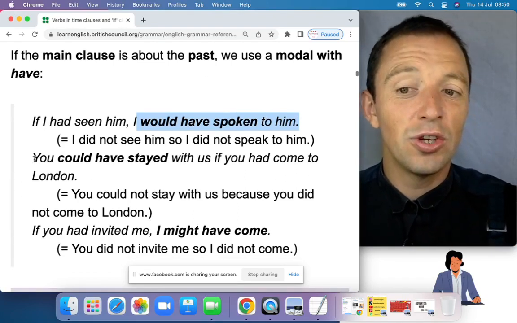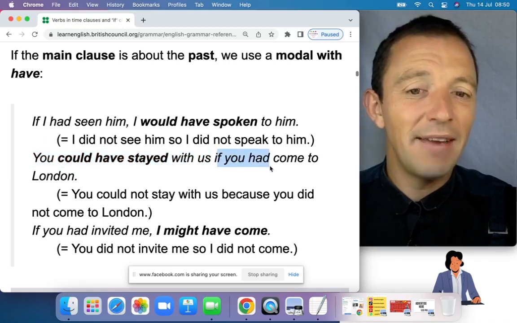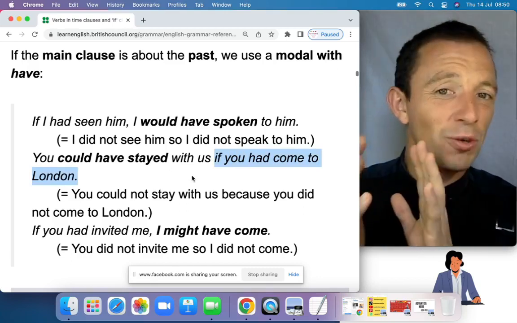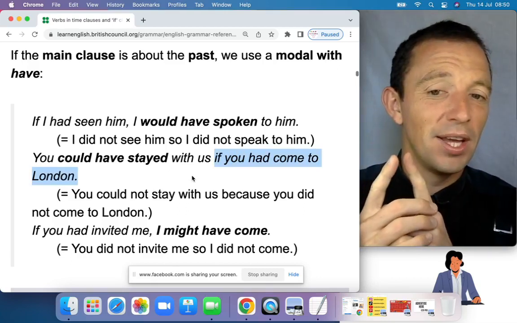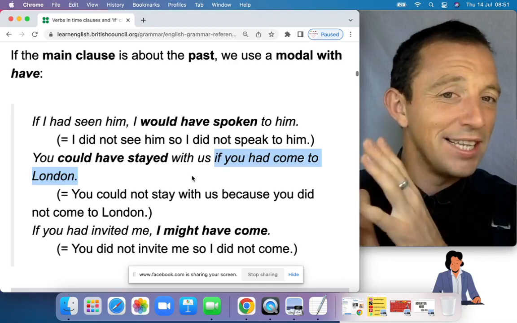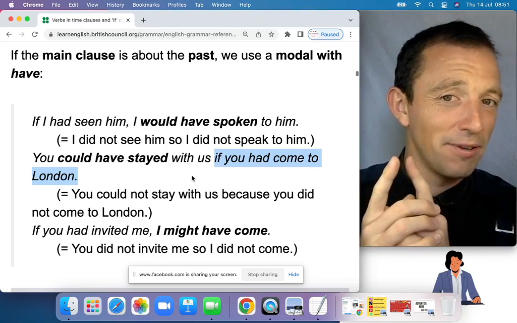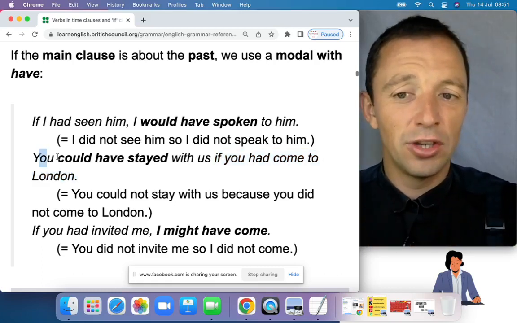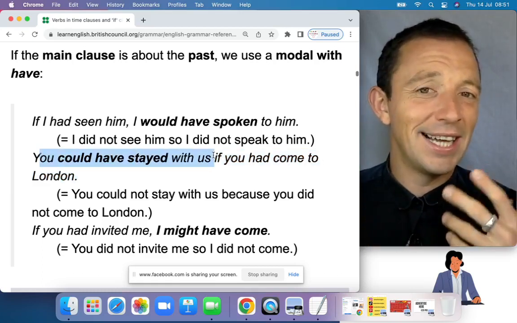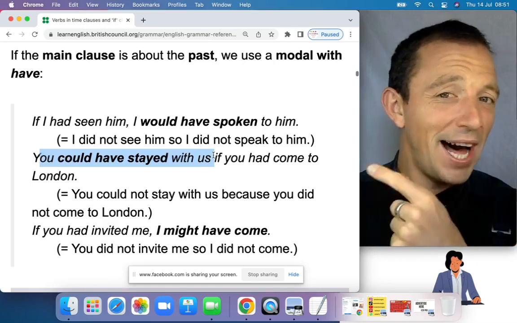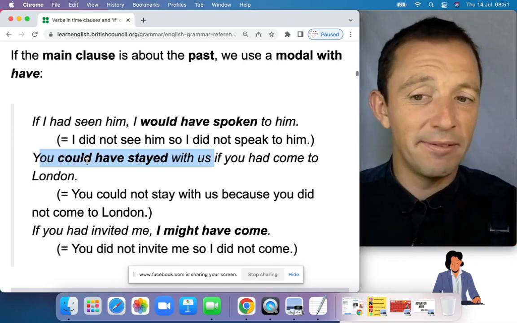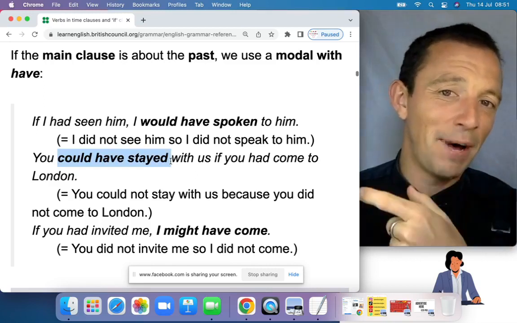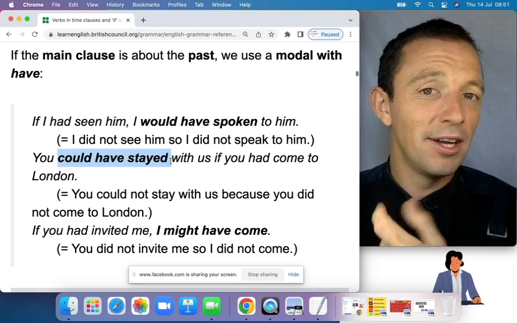Next, you could have stayed with us if you had come to London. So this is the conditional clause. If you had come to London, it's in the past perfect because it did not happen. You did not come to London in the past, so it's the past perfect in the conditional clause. But hypothetically, you could have stayed with us. And it's the modal because it's the past plus have, could have stayed with us. I think that's okay. Most people know how to create the modal in the past. Usually we add have plus the past participle.